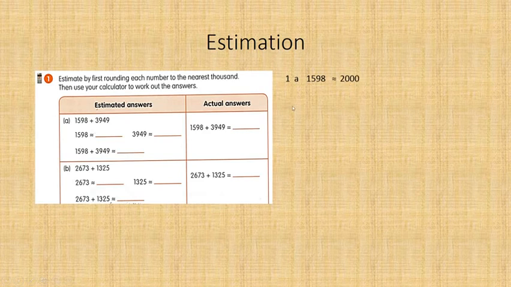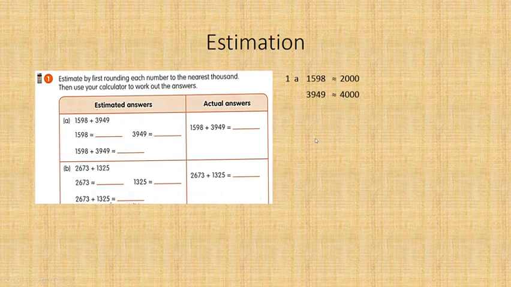So let's go to the second number, 3949. I'm going to do the same. The 3 is the thousand. So go next door. It's 9. Is it a strong number? Yes, a strong number. So add one more to this 3. So it's going to be equal to 4000. So this number rounded to the nearest thousand is going to be equal to 4000.